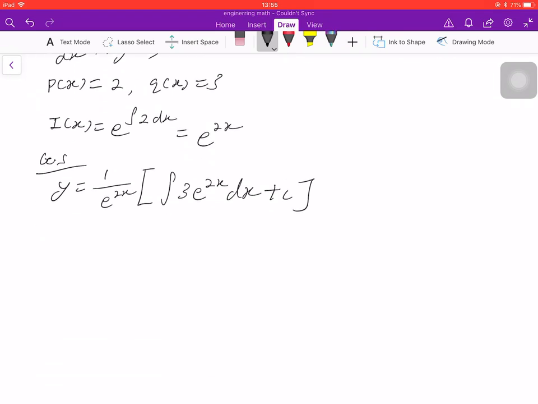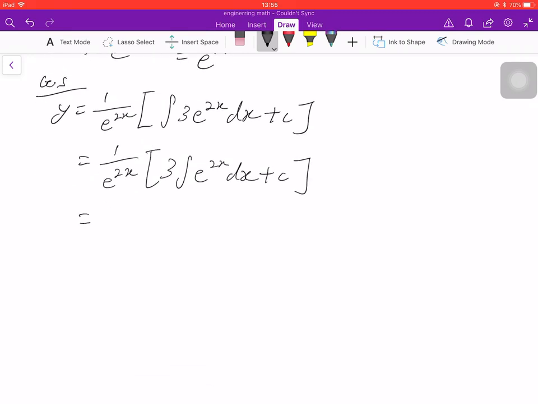Okay, now we can move the constant value out of the integration. We have exponential 2x, so move 3 out of the integral. We integrate exponential 2x dx plus C. Okay, now we do these integrations. We have 3 divided by 2 exponential 2x plus C.